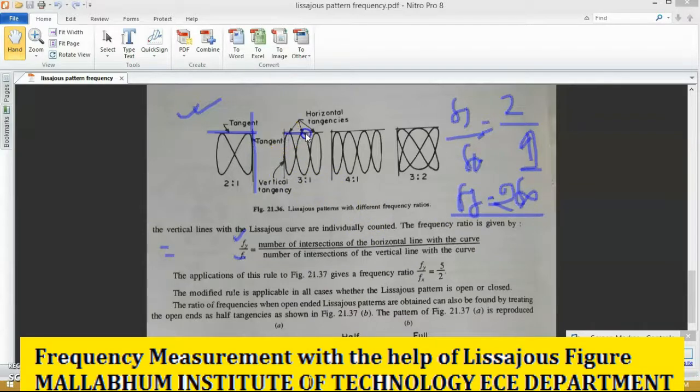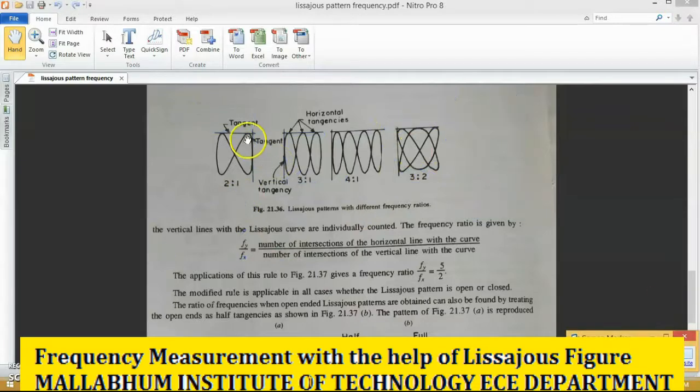From the different figures you can see that if this figure is being generated, the vertical plate frequency is thrice that of horizontal, fourth that of horizontal, and these are the different combinations. That means Fy by Fx in this case is 3 by 2. That means horizontal tangency is 3, you can see 1, 2, 3. Vertical tangency is 1 and 2.